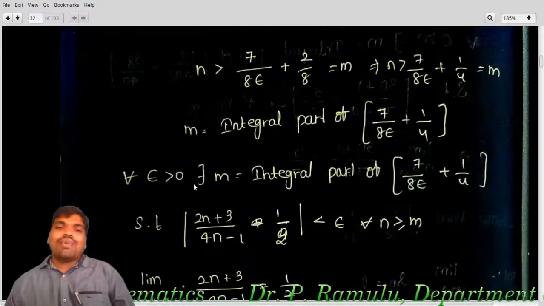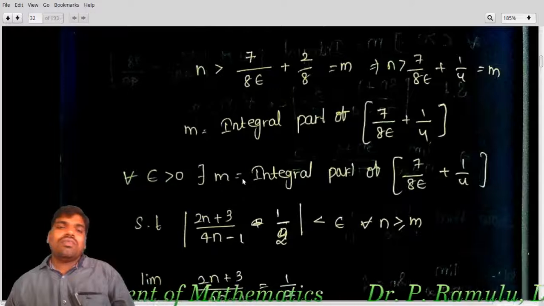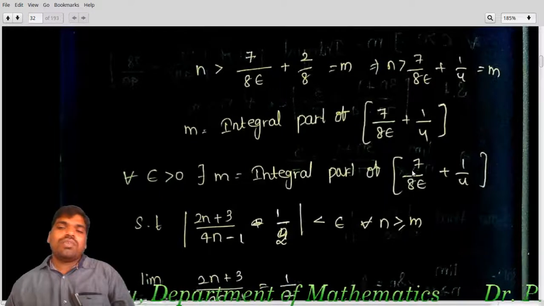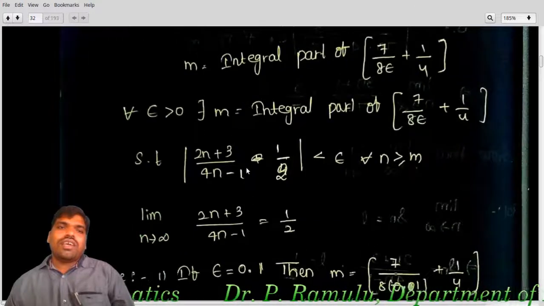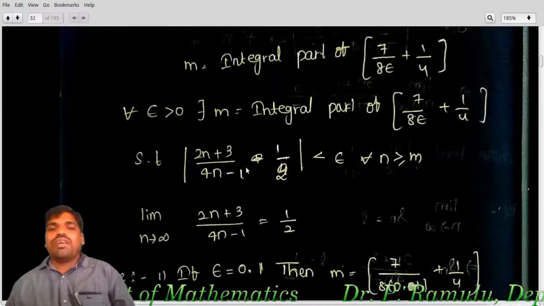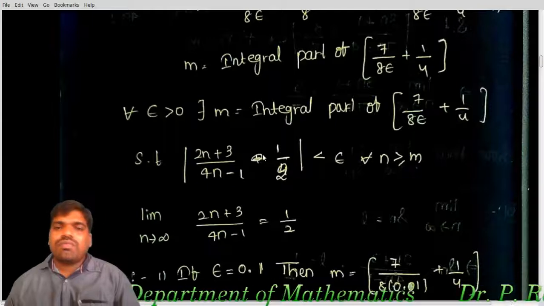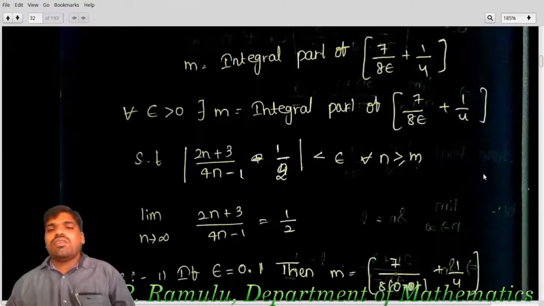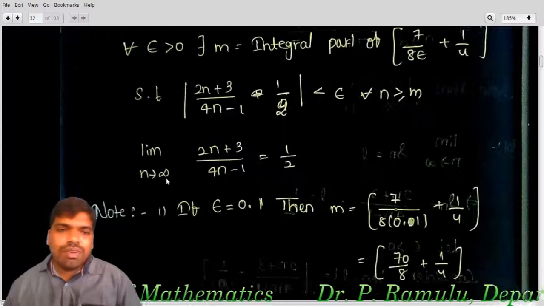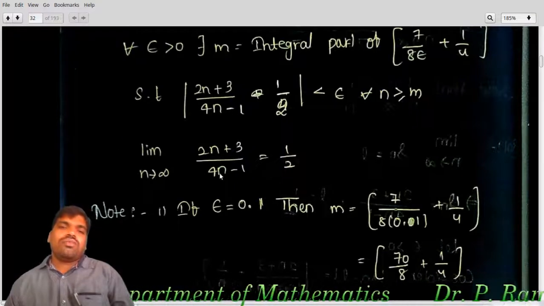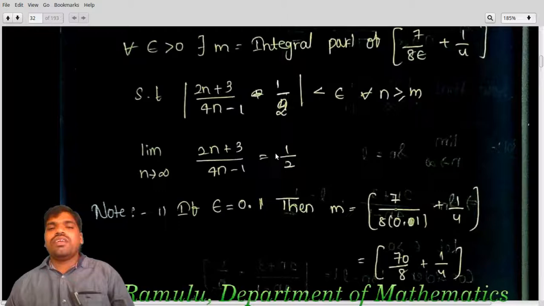For all epsilon greater than 0, there exists m equal to the integral part of 7 by 8 epsilon plus 1 by 4, such that mod of 2n plus 3 by 4n minus 1 minus 1 by 2 is less than epsilon for all n greater than or equal to m. Therefore, we have shown that the limit of 2n plus 3 by 4n minus 1 is equal to 1 by 2.